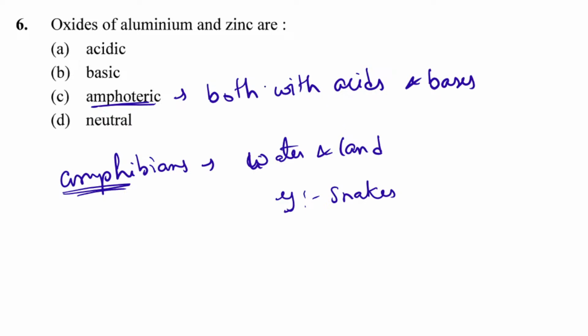We have 2 oxides which are amphoteric, which are aluminum oxide and zinc oxide. Zinc oxide can react with acid as well as base. Same as aluminum oxide, it can also react with acid as well as base to form salt and water. So always remember one more thing, the neutralization reaction: salt and water are released when acid and base are combined.